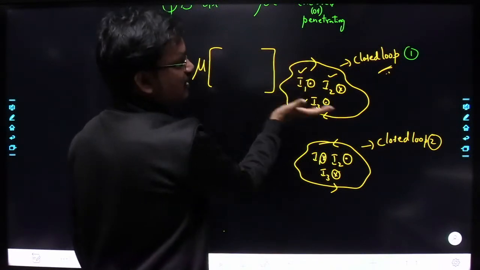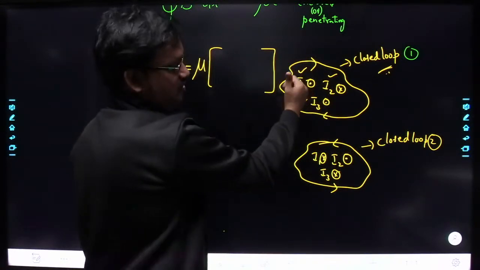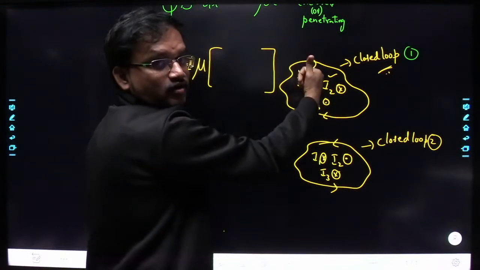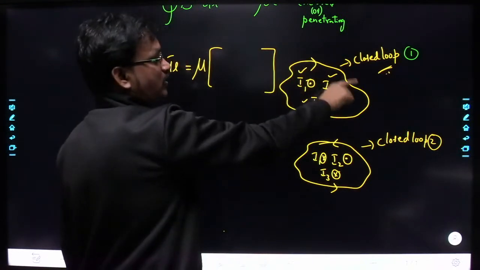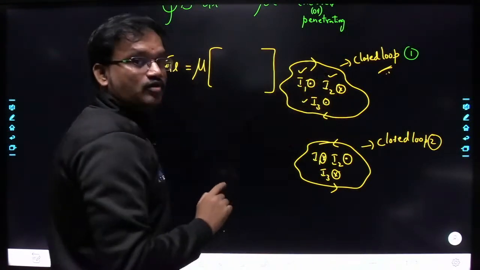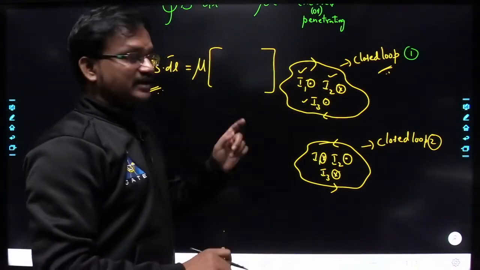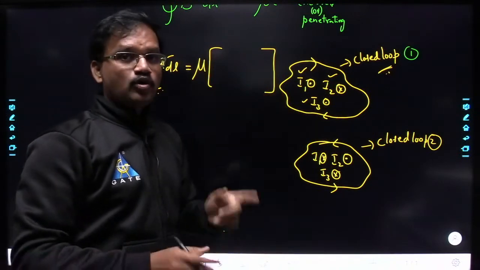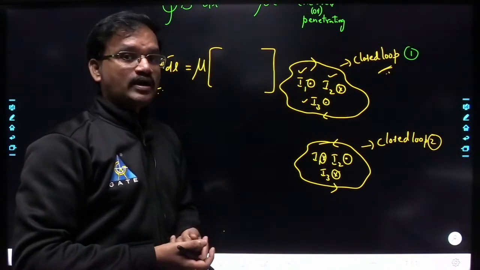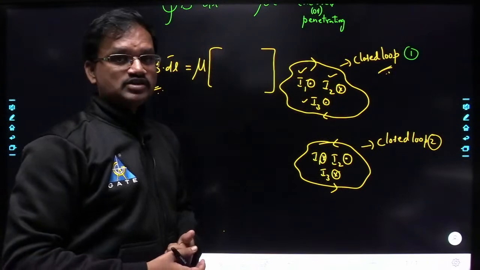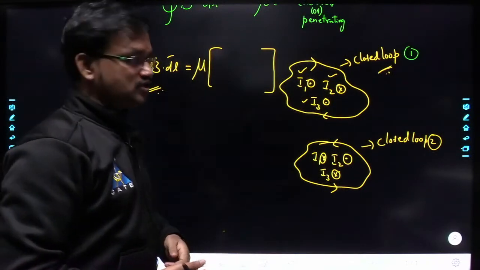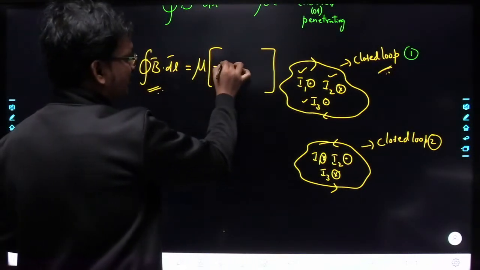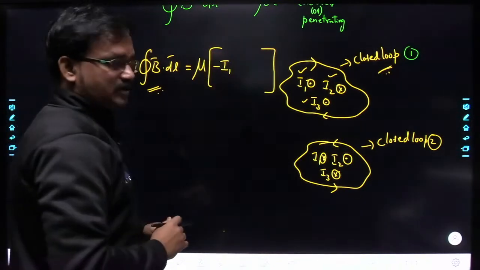Now if you consider I1 here, I1 is pointing out of the board, so it is going to produce the B field in anti-clockwise direction. But here you are enclosing the loop in which direction? Clockwise direction. So the direction of the loop and the direction of the B field produced by I1 are opposite to one another. That means you have to consider I1 as negative. Understood? So you have to write here minus I1.